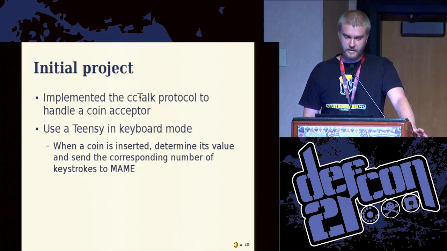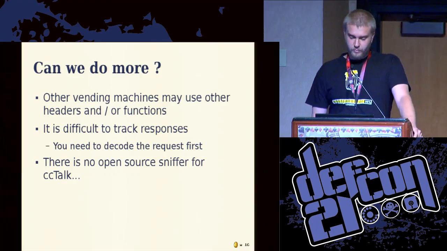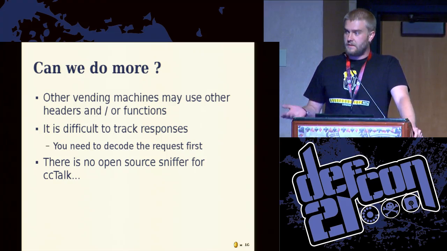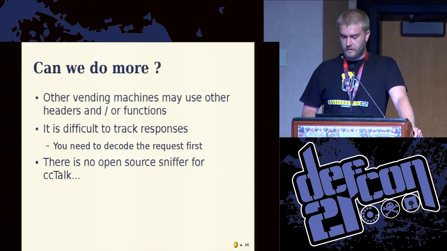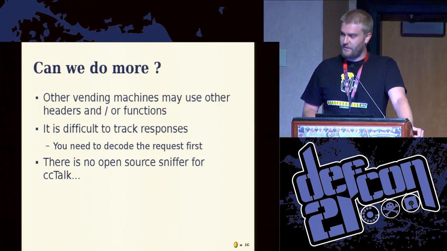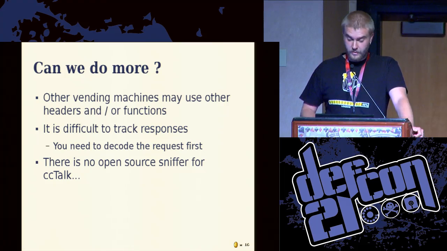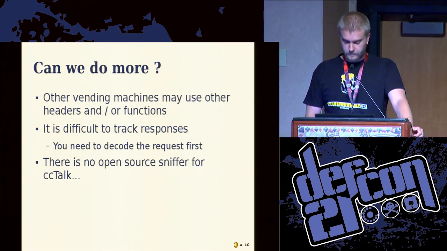So the first part of my first project was nearly done, and I was able to put it in my main cab. It was working, but I was wondering if we could do more, because that's a simple project. It only uses the coin acceptor I bought. There are many other machines that use these kinds of protocols, but the problem is that it's difficult to track those responses. You cannot see them because the header is always equal to 0, and you don't know which answer belongs to which request. And I didn't find any open source sniffer for ccTalk.